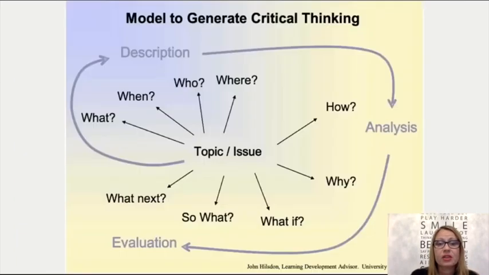So I'm going to introduce you to the model to generate critical thinking. This has been worked with the University of Plymouth, for which we give credit, and Learn Higher as well. We've got the link at the end of the presentation with regards to our references. But what they do is talk about description, analysis and evaluation, and give types of questions in each of these, as you will see here. And we'll give you some examples.